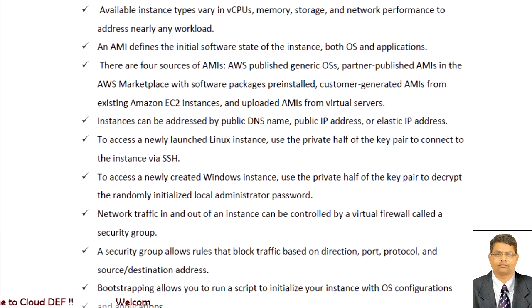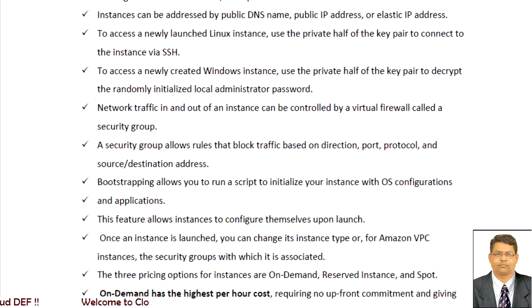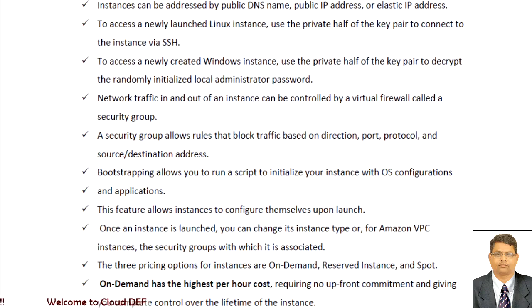Network traffic in and out of an instance can be controlled by a virtual firewall called a security group. A security group allows rules that permit traffic based on direction, port, protocol, and source/destination address. Bootstrapping allows you to run a script to initialize your instance with OS configurations and applications. This feature allows instances to configure themselves upon launch. Once an instance is launched, you can change its instance type or, for Amazon VPC instances, the security groups with which it is associated. The 3 pricing options for instances are On-Demand, Reserved Instance, and Spot.